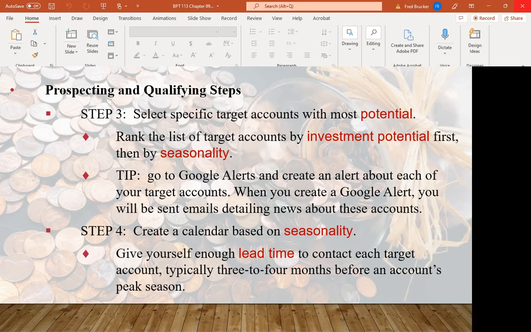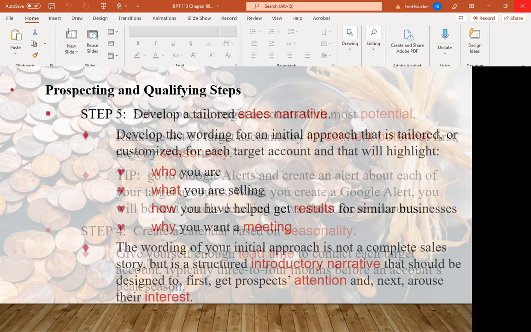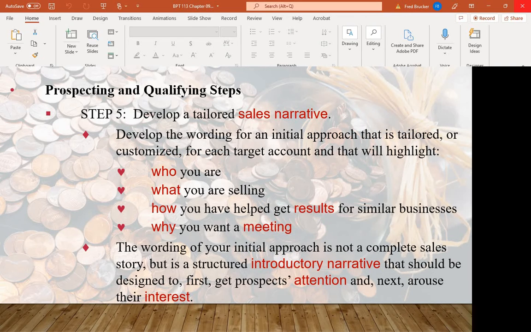So learn how the ebb and flow of certain businesses and certain industries have their yearly cycle of sales and emphases that they do, and start plotting those things out on a calendar and plan ahead as you're trying to reach out to prospects. Step 5, develop a tailored sales narrative.